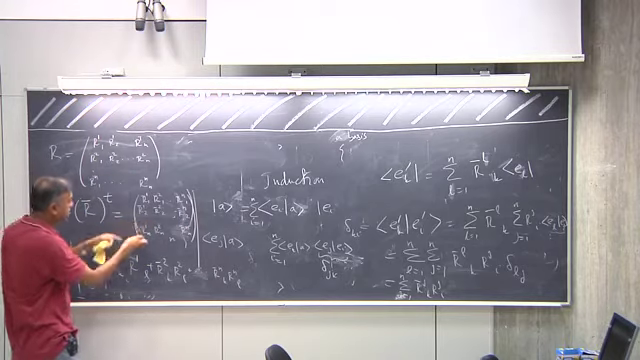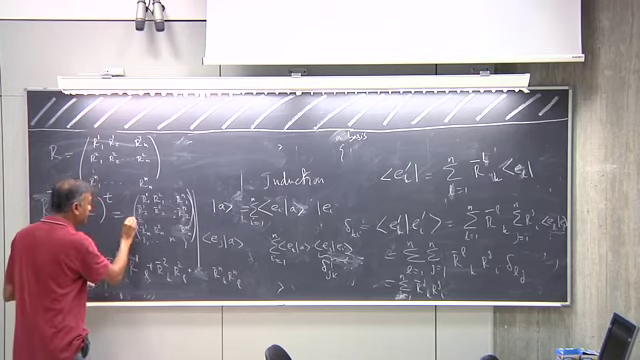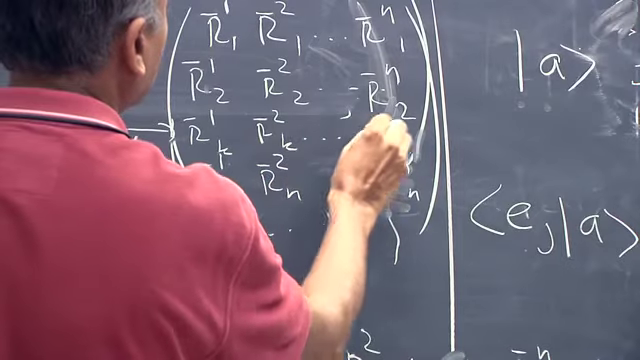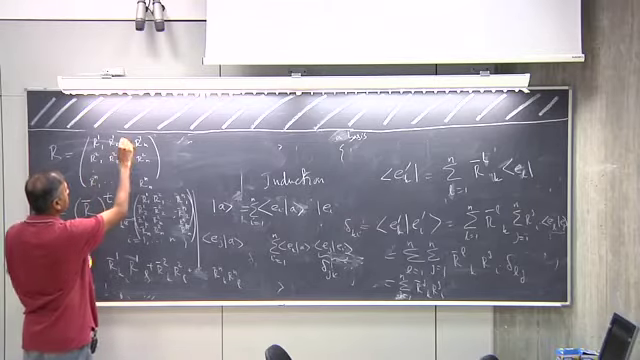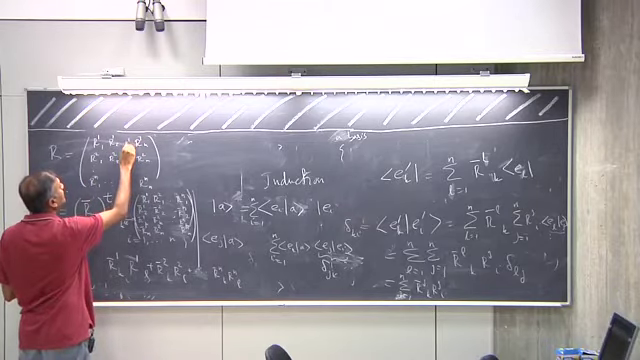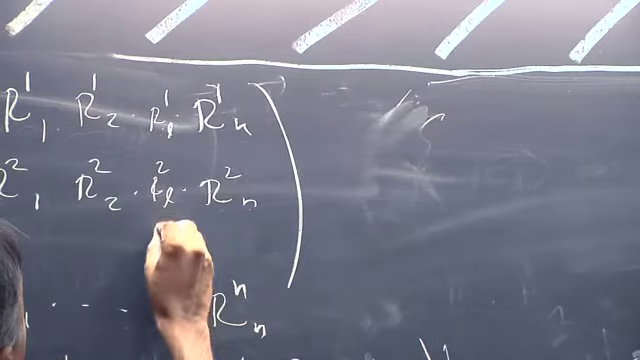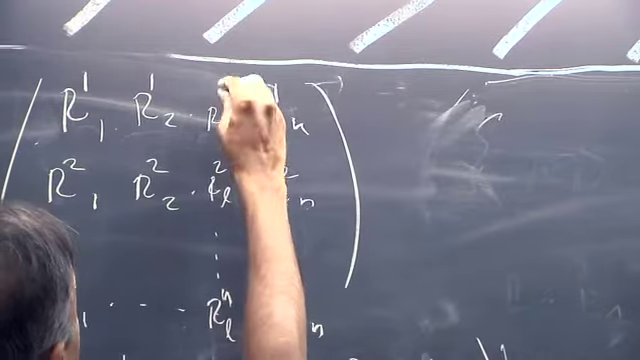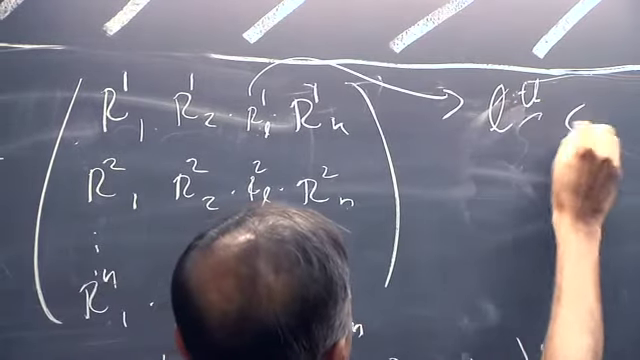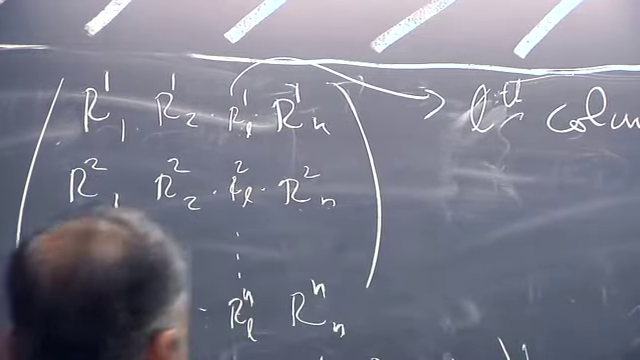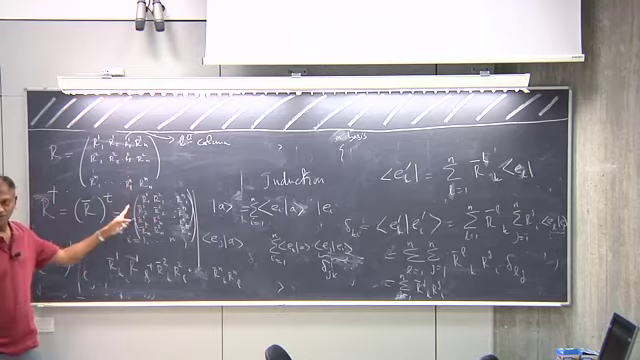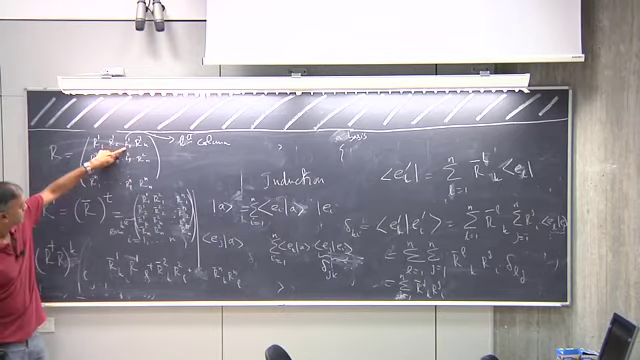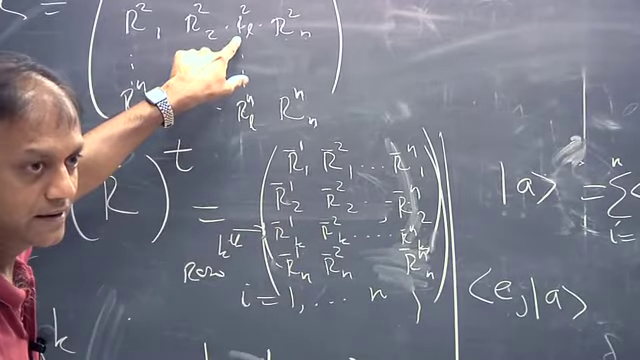So let me just write explicitly here. The kth row will be R bar 1k, R bar 2k, up to R bar nk, right? Whereas the lth column will be R1l, R2l, all the way to Rnl. So this is the lth column, and that's the kth row. So I take the kth row and multiply to the lth column. The first term is R bar 1k R1l. The second term is R bar 2k R2l, and so on.